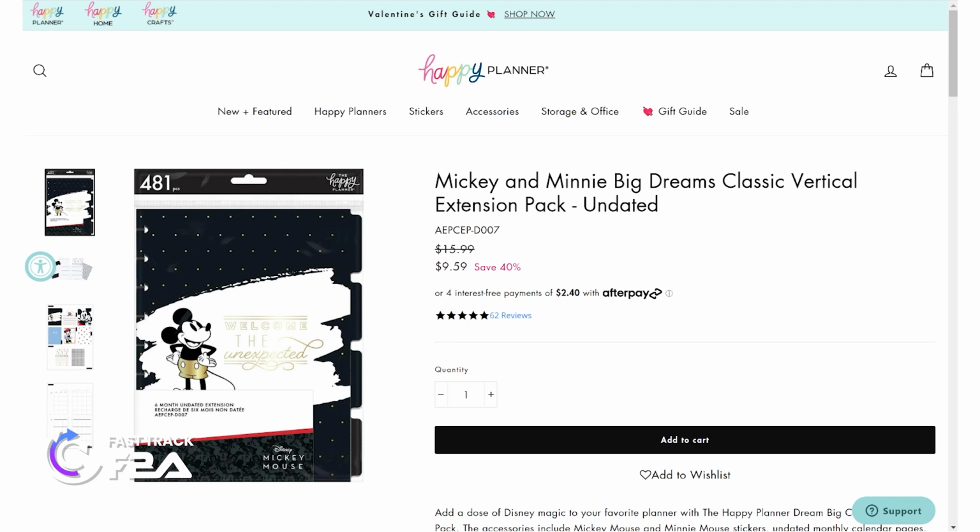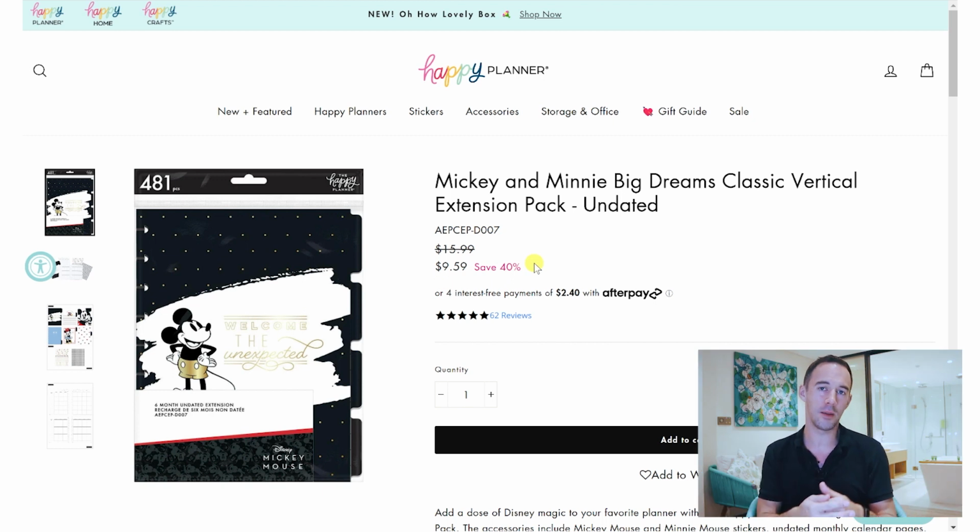Okay, so here we are with the product we found. This is going to be a Mickey and Minnie Big Dreams Classic Vertical Extension Pack. And quite simply, you can see here, it was originally $15.99 and right now it's got a save 40% off, $9.59.